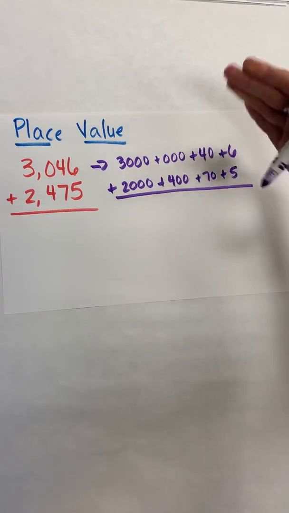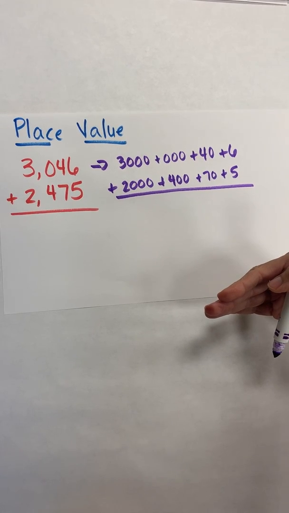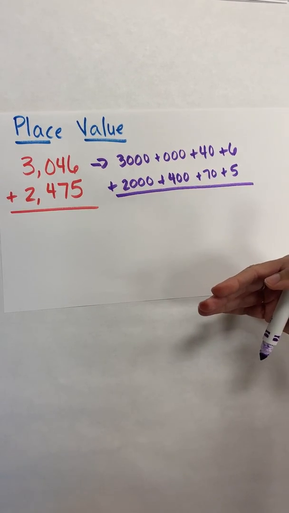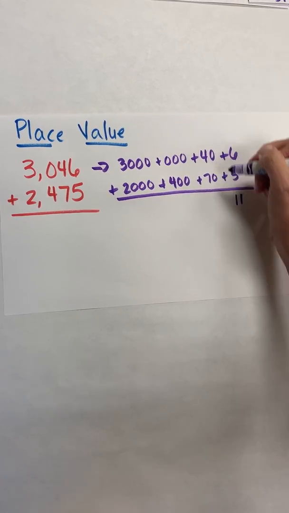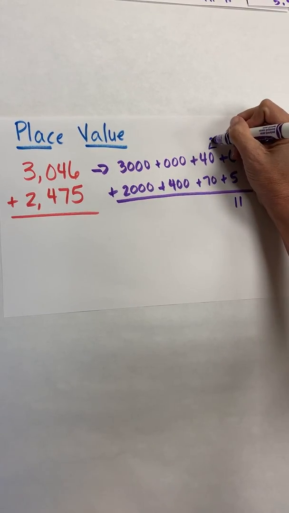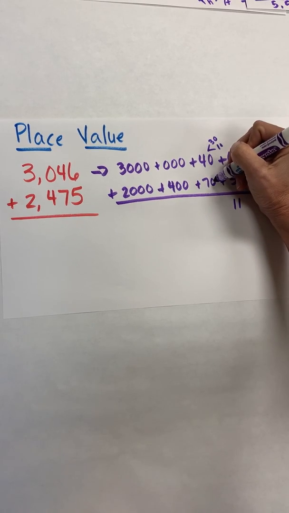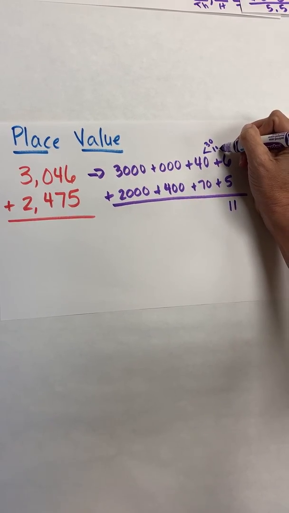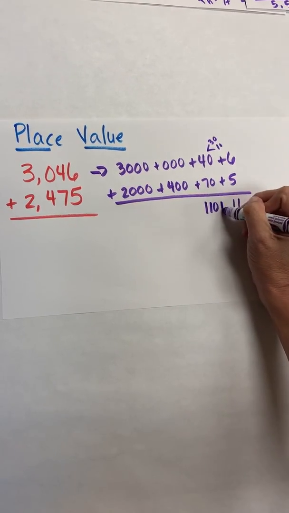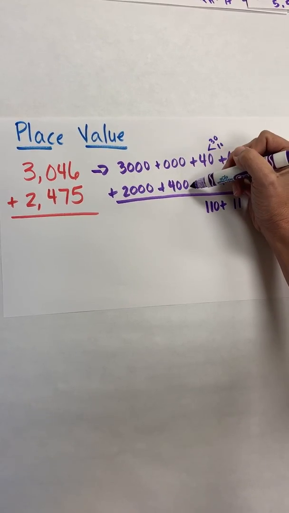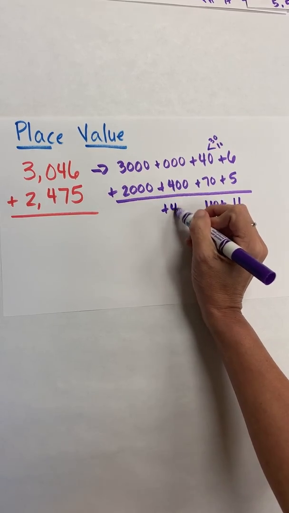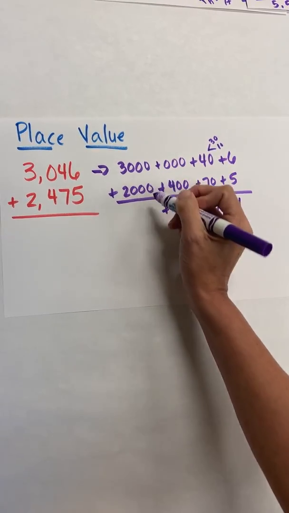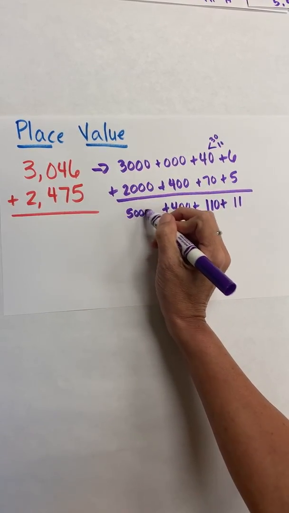So now I'm going to go through and I'm going to add. Once again, they've had exposure with this since second grade with 3-digit numbers. 6 plus 5 is 11. 40 plus 70. I may think of that 40 as a 30 and a 10 because I know 30 plus 70 gives me 100, and then another 10 would give me 110. Any number plus 0 is that number, so 400 plus 0 is 400. And then 3,000 plus 2,000 is 5,000.